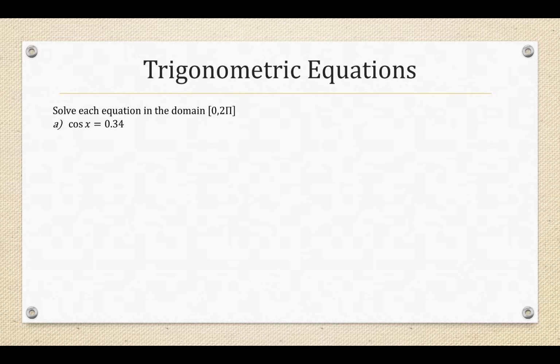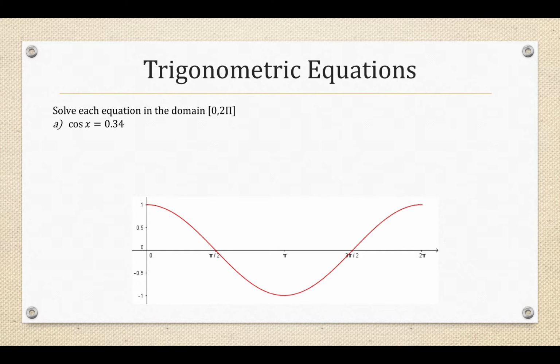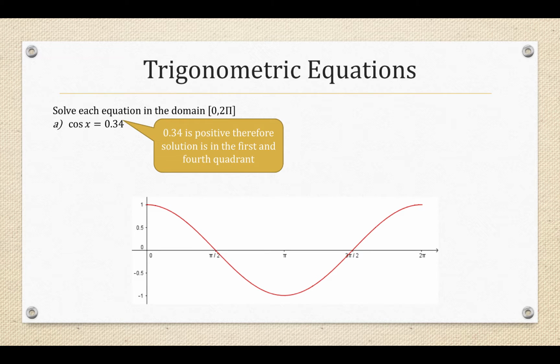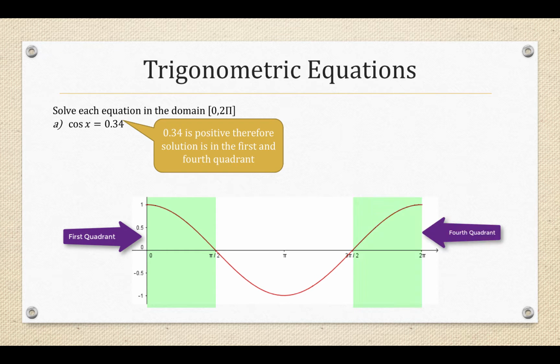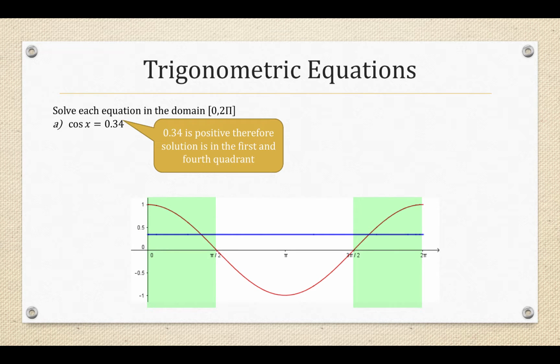So let's have a look at our first question where cos x is equal to 0.34. This is the cosine curve as graphed from 0 to 2 pi radians. Now 0.34 is positive, therefore the solution is in the first and fourth quadrant. And we can see this when we graph the straight line of cos x is equal to 0.34, and you can see that it crosses the graph of cos x in the first and the last quarter.